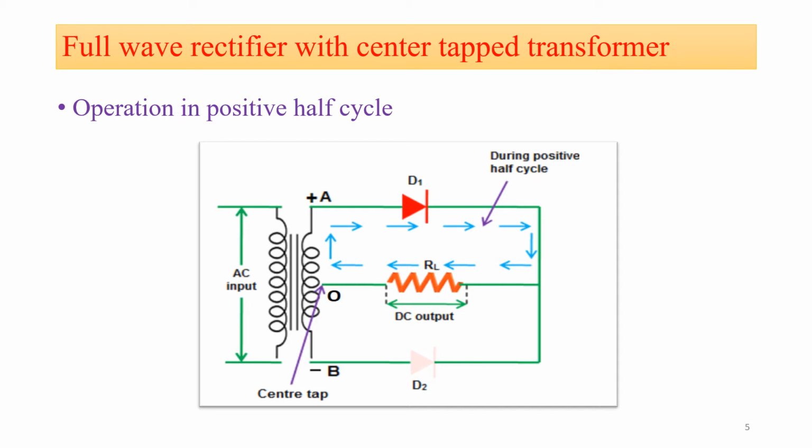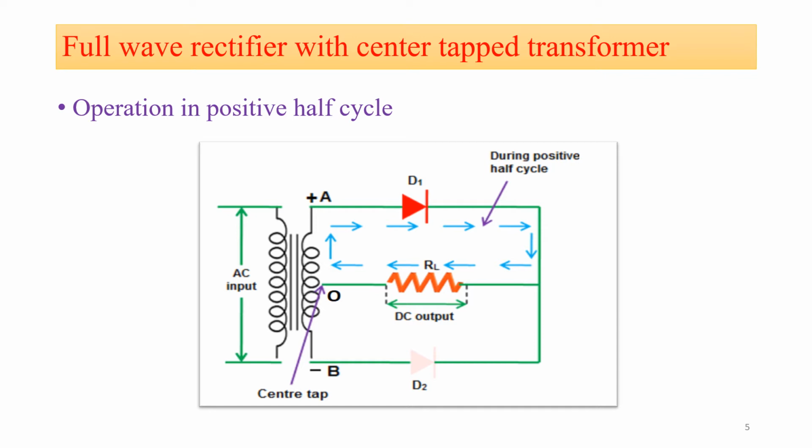Now, if we consider the first positive half cycle of our AC input signal, and as we know the working of our center tap type of transformer, for the first positive half cycle VAO will be positive with respect to VBO, meaning VAO will be positive and VBO will be negative. Means the A terminal will be at positive potential while the B terminal will be at negative potential.